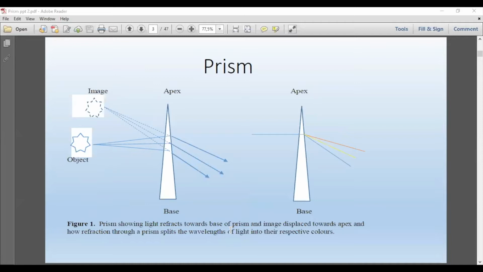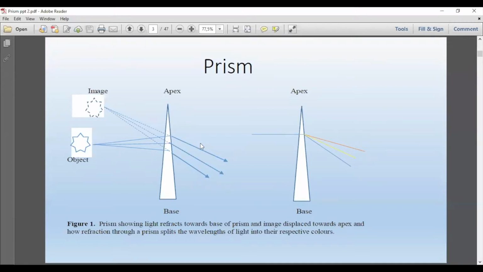Right. Now, just to explain what a prism is, a prism, as you can see over here, I'm just showing you this in 2 dimensions. It's got an apex and it's got a base. Now, your base obviously is your thicker part. Your apex is your thinner part. And we normally determine the power of a prism, the deviating power, by the apical angle over here.